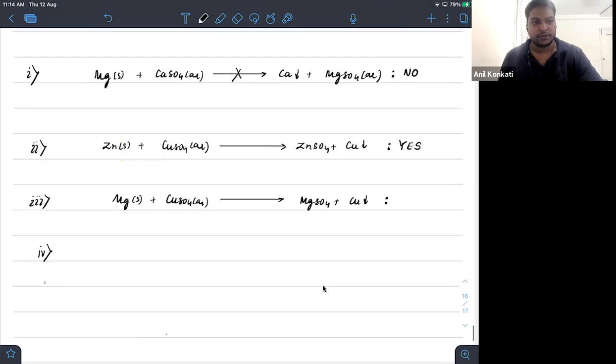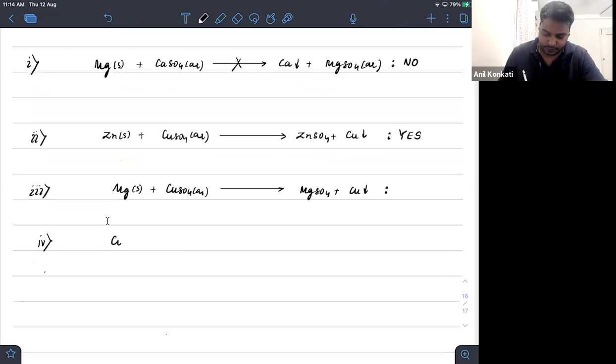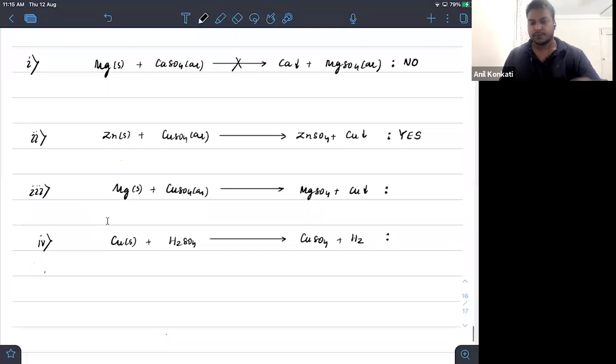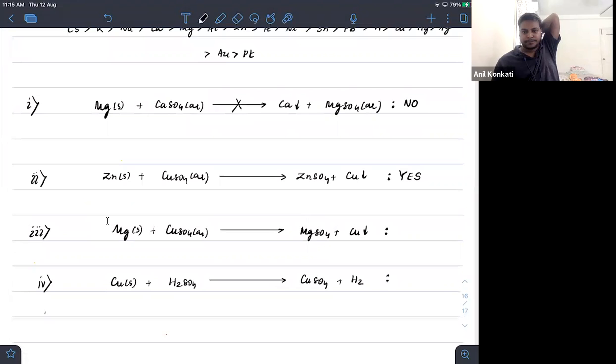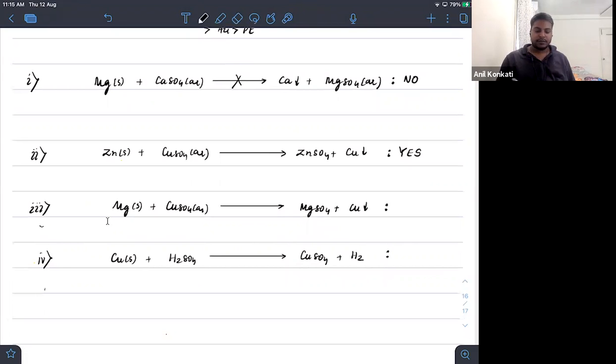Now you need to tell me again yes or no in this. Copper reacting with H2SO4 becoming copper sulfate plus H2. First, give me the answer for the third one. For the third example, everybody. The third example, what is correct? Is it yes or no? Okay, one answer I got. Others? Nikita, do the last one also, beta.